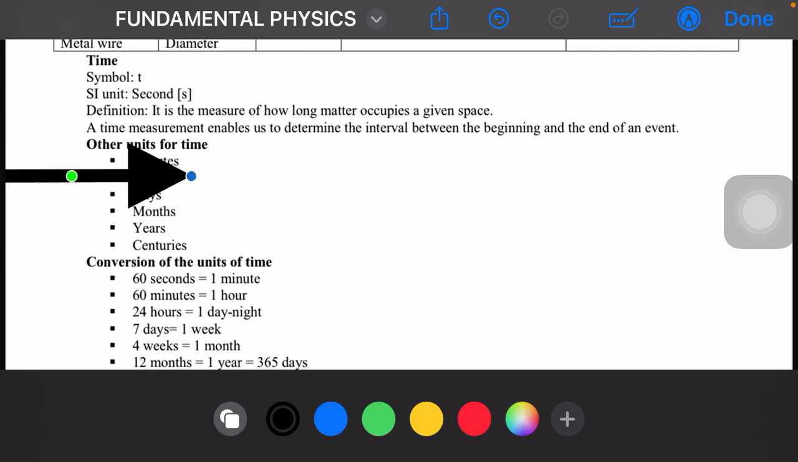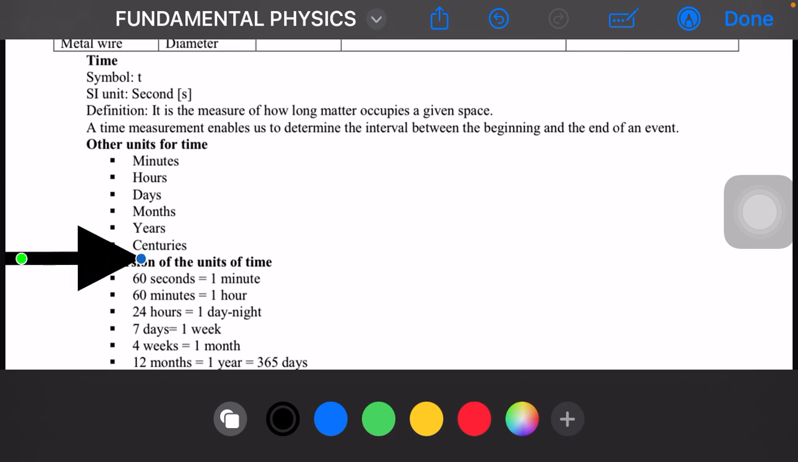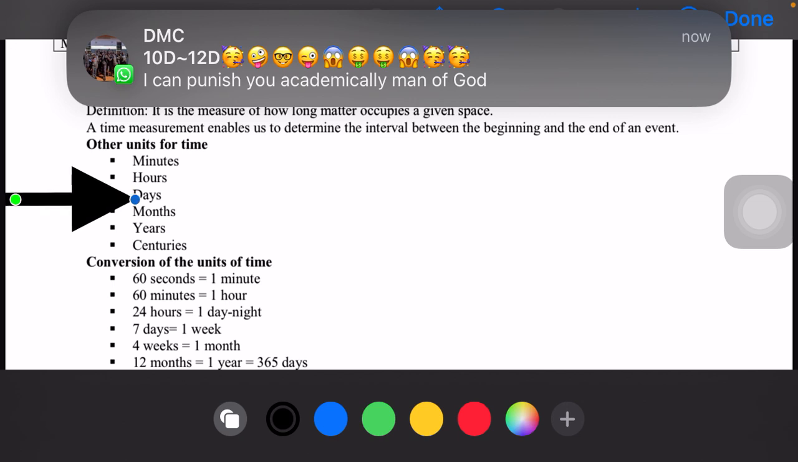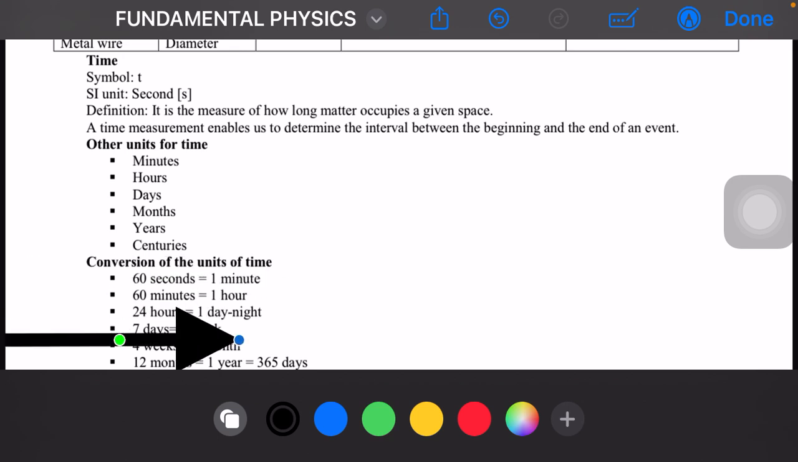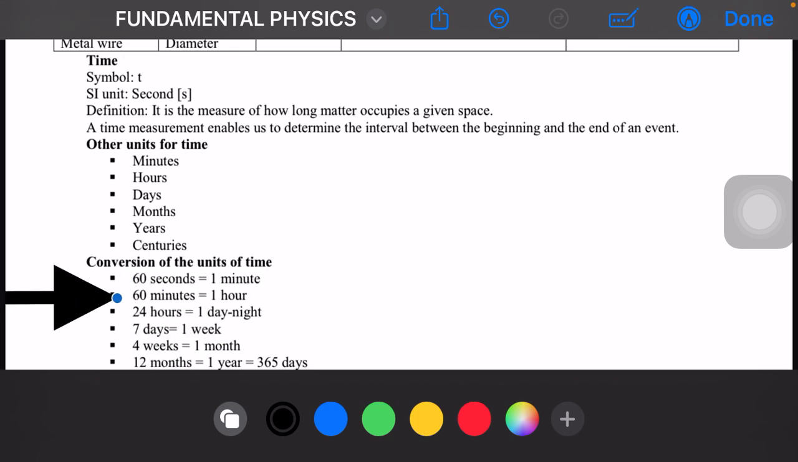Other units for time, you have what? Minutes, of course. You have minutes, hours, days, months, years, centuries, even millennium. All those things are units of time. But the SI unit, which means the basic unit, or the unit which they require you to use in physics, is seconds. Anything apart from that is wrong.